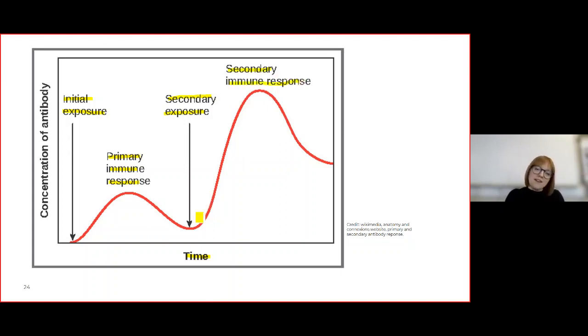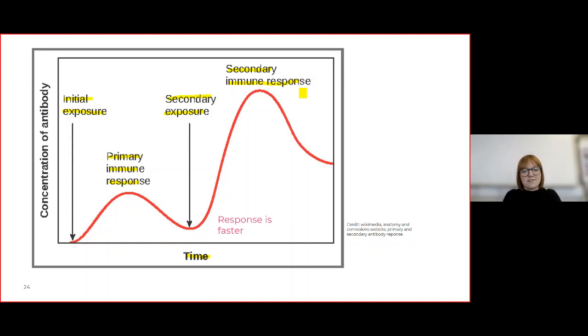The reason why it doesn't take the body very long, and we are able to produce a very high concentration of antibodies in a short space of time, is because of memory cells. These memory cells remain in our body, and they are able to remember the shape of the antigens and therefore be able to produce the correctly shaped antibody. And this is why our secondary immune response is much steeper, and can produce a high number of antibodies in a very short space of time. So hopefully the second time you get an illness, you don't suffer with it as much.